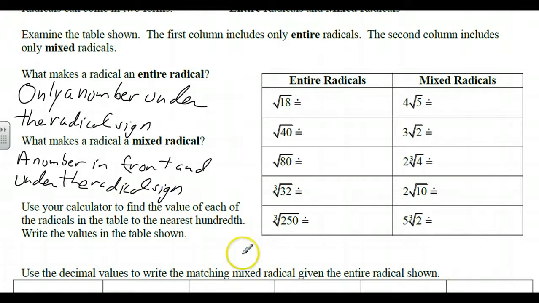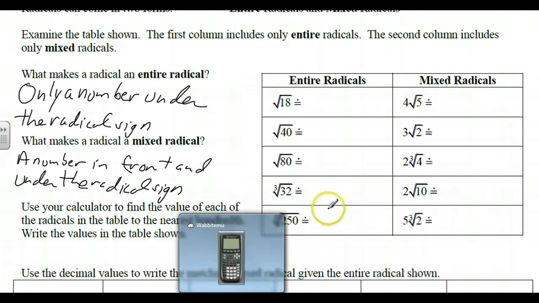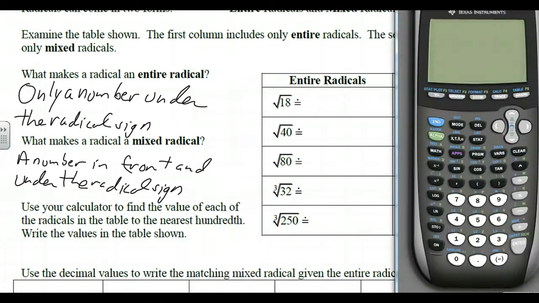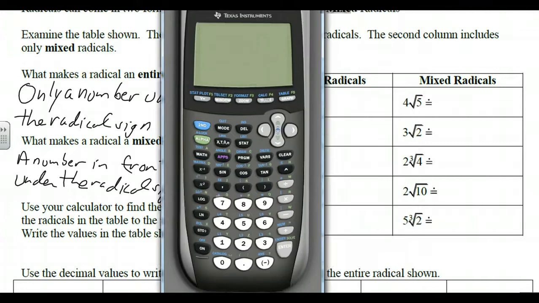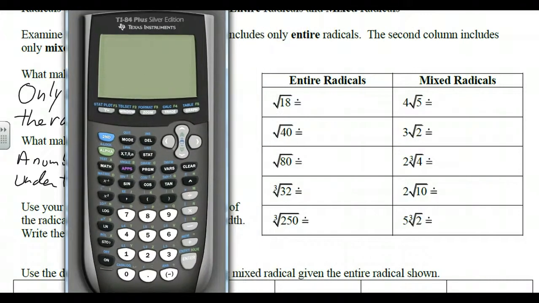Okay, so we're going to use our calculator. Find the value of each of the radicals in the table to the nearest hundredth. So I'll tell you what, I'm going to do a couple of these, but only a couple. Actually, you know what, one. Okay, 2 root 80. Calculator on, clear. Second, root 80. Enter. Oh, wait a sec.